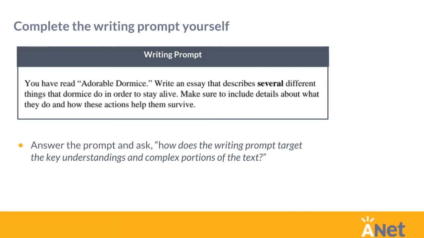In this case, the writing prompt asks students to sift through the text in order to name specific examples for how dormice stay alive, which correlates to the key understanding that dormice are really special animals because of their many traits that help them survive in the wild. Students do need to break down complex sentences and filter to the right sections of the text to find and pull out the relevant details, both about what they do to stay alive and how these actions help with their survival.